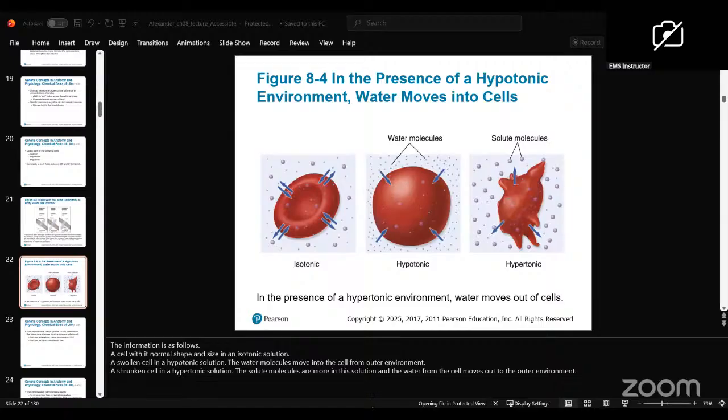So one of the things that I wanted to hit on, because these are some things that you can be tested on. When we talk isotonic, hypotonic, and hypertonic, these are often going to be referred to as an isotonic solution, hypotonic solution, and a hypertonic solution. So when you hear isotonic solutions, this is a solution that allows equal parts of fluid to move in and out of the cell. Hypotonic is usually when the cell is, we're going to say, swollen, and we're trying to pull all the fluid into it.